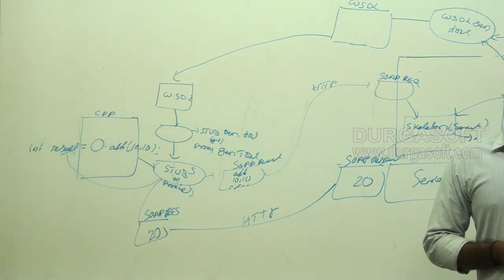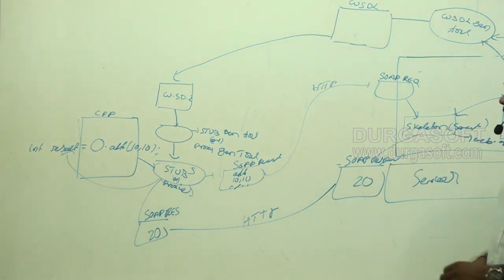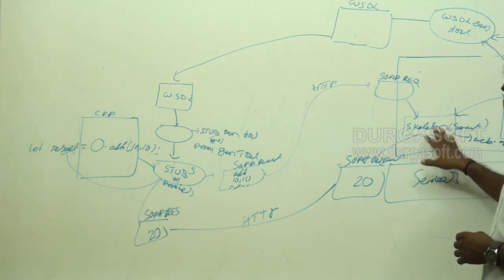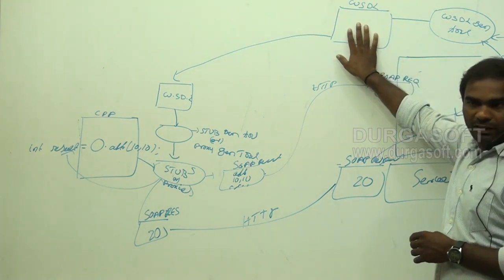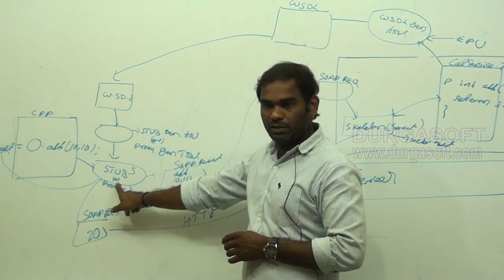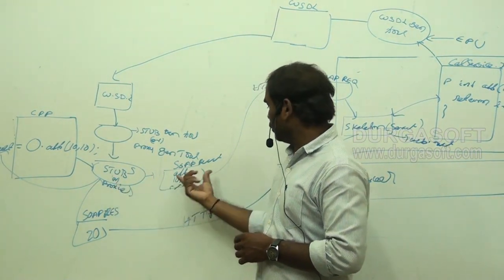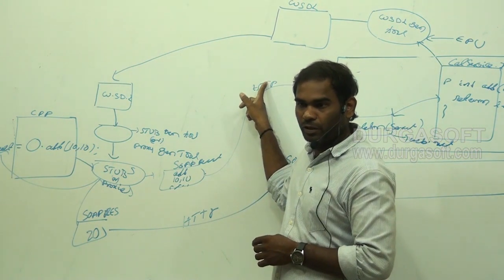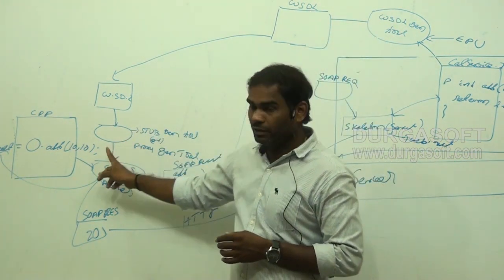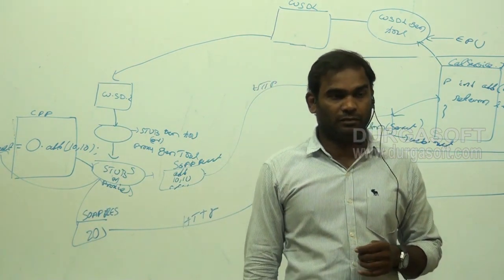Understand? So, what are the components we have in the web service architecture? Tell me. One is skeleton, WSDL file, stubs, SOAP, HTTP protocol here. In addition to that, we have two more. One is the WSDL generation tool and the stub generation tool here.